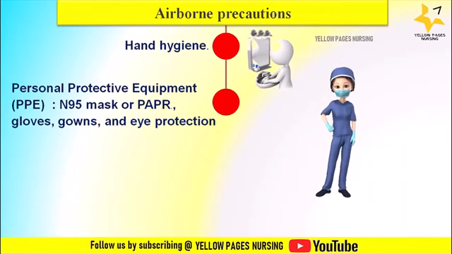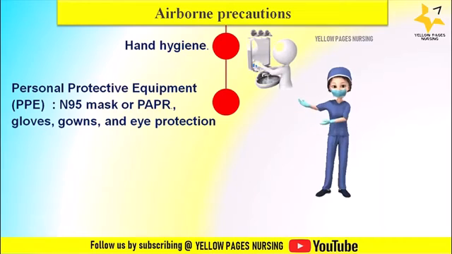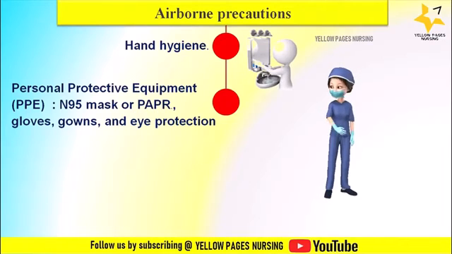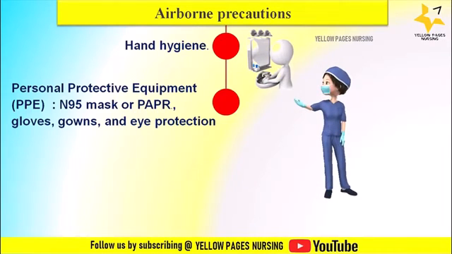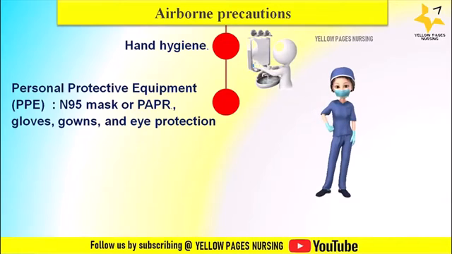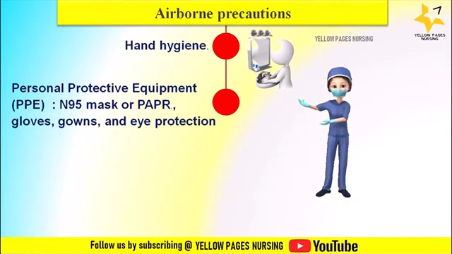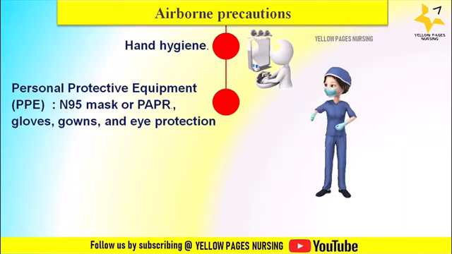Gloves are used to protect hands from potential contamination. Gowns or protective clothing is to cover the body and prevent direct contact with infectious materials. Eye protection such as goggles or face shields is to shield the eyes from respiratory droplets.